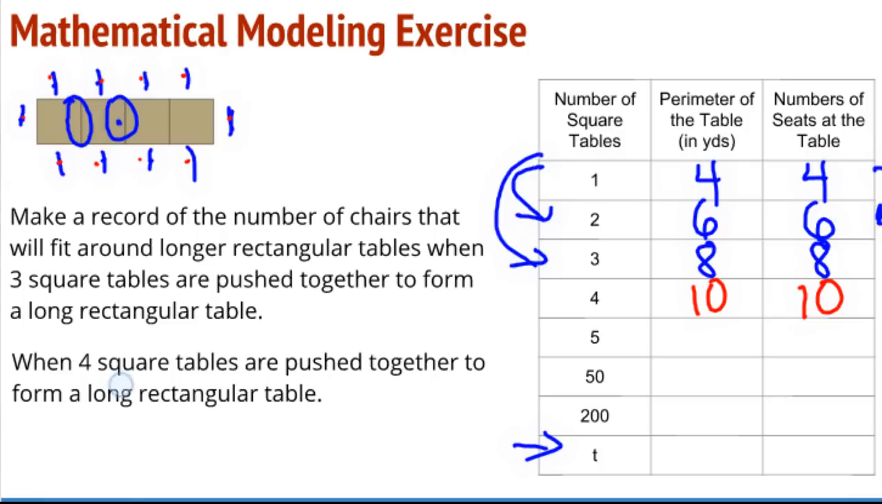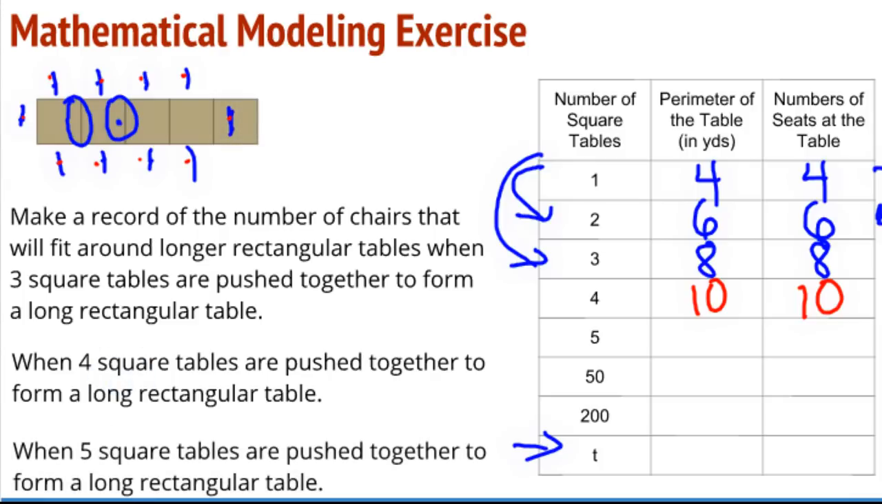What about 5? Well, this person on the end gets bumped down again, and 2 more people get added on the sides. So now I've got 1, 2, 3, 4, 5, 6, 7, 8, 9, 10, plus 1, 2. I've got 12.